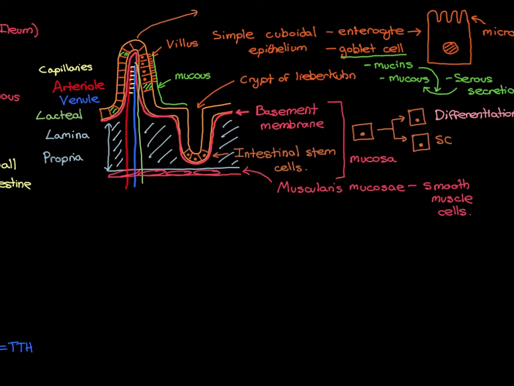Okay, so that's the muscularis mucosa. What is underneath the muscularis mucosa? You have another layer of connective tissue that is known as the submucosal connective tissue, or the submucosa. And now you see why I wanted to tell you that piece of terminology about the mucosa, because now you can understand why this is called the submucosal layer, because it's underneath the mucosa.